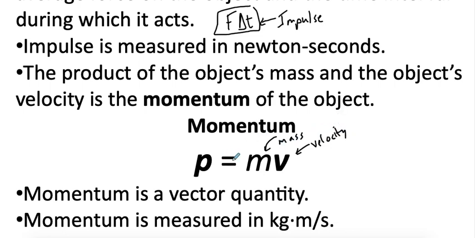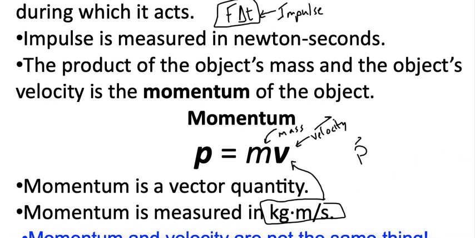Okay, so if we think about scalars and vectors, momentum is a vector because velocity is a vector. So we're going to have a direction with that momentum. It could be forwards or it could be backwards, depending on the change, right? The label for momentum is kilograms times meters per second, and we can get that by looking at our basic momentum equation. Mass is measured in kilograms, and velocity is measured in meters per second. So momentum is kilograms times meters per second. All right, not too complicated.